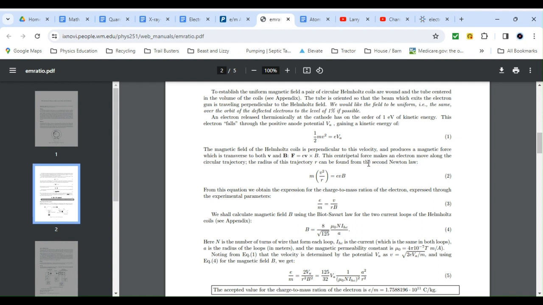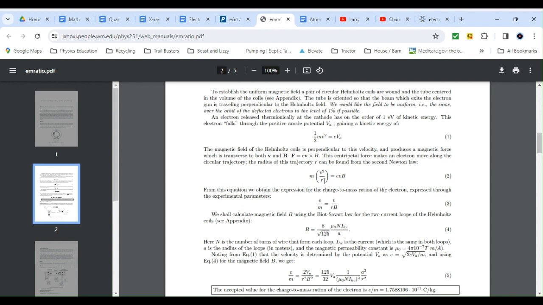Let's see. Force equals mass times acceleration. Okay. This side is supposed to be EV times B, which is the force, and this would be the mass times the acceleration. Let's see. How do we get V squared over R to be the acceleration?